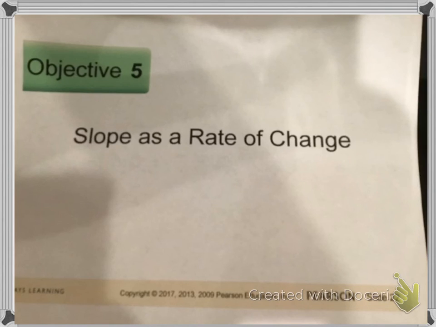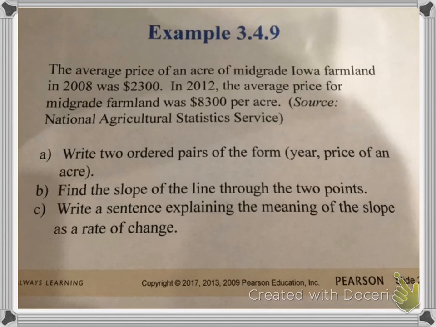And finally, this is the last objective, slope as a rate of change. So the average price of an acre of mid-grade Iowa farmland in 2008 was $2,300. In 2012, the average price for mid-grade farmland was $8,300 per acre. Write the two as an ordered pair. So the first one is going to be 2008, comma, 2,300. And the second point is going to be 2012, comma, 8,300. Find the slope of the line through the 2 points.